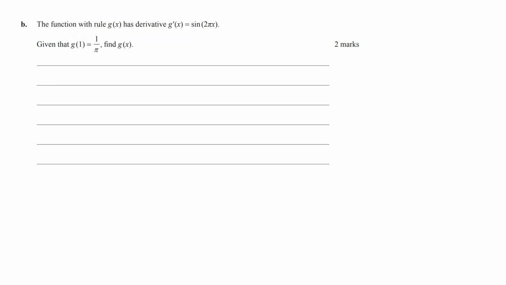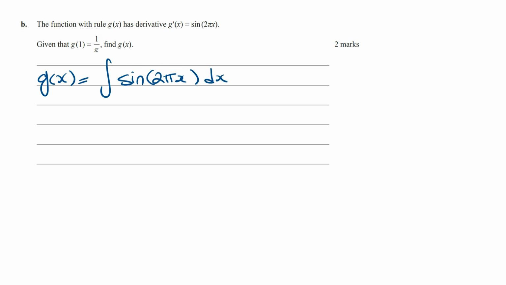The function with rule g of x has derivative g dash of x equals sine 2 pi x. Given that g of 1 equals 1 on pi, find g of x. If g dash of x is equal to sine of 2 pi x, then this means that g of x is going to be the integral of sine of 2 pi x dx.